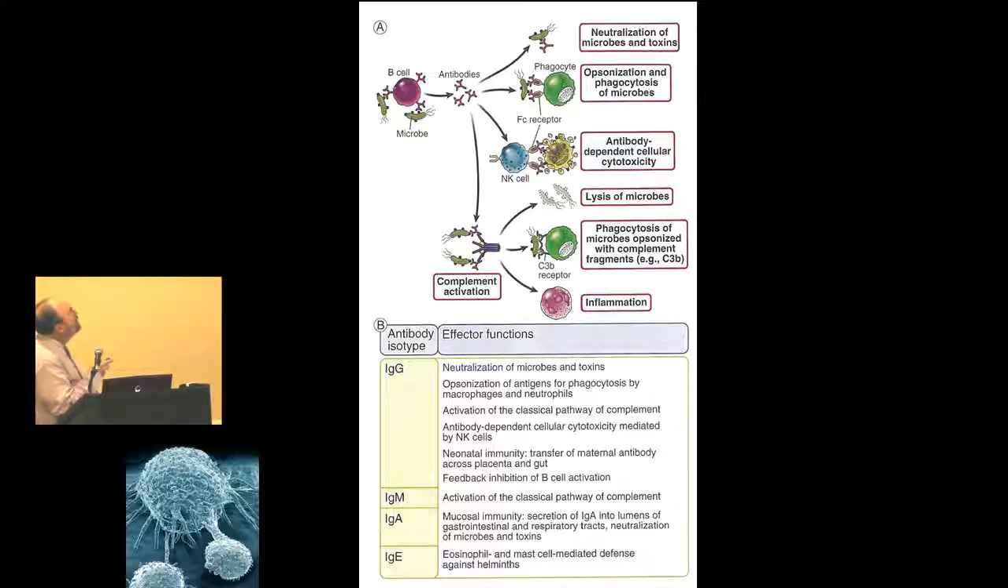Now, the immune system can go through a process called isotype switching, which means that once the B cells get activated, they can actually change the type of antibody that they make, depending upon the amount of feedback inhibition and what they're receiving from other cells that are out there.